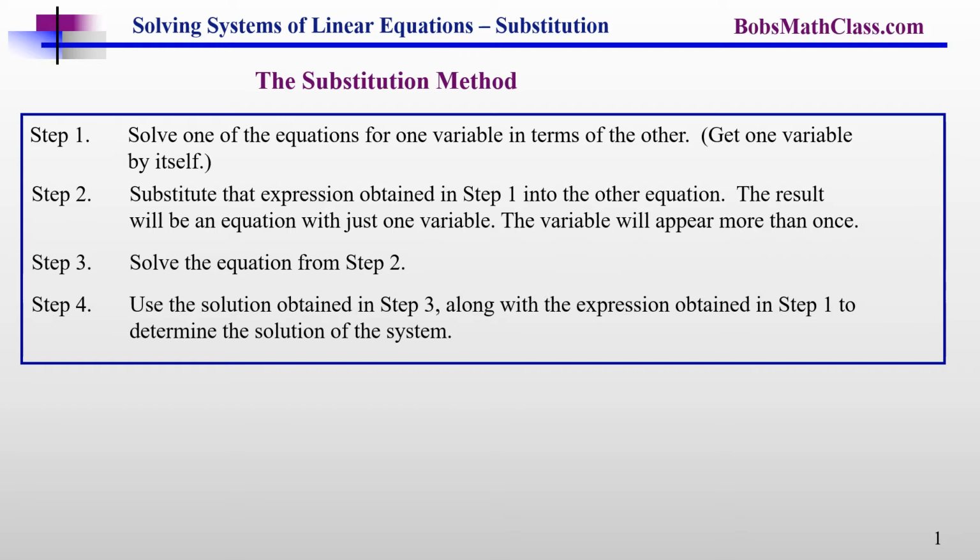Number one, solve one of the equations for one variable in terms of the other. What does that mean? That means get one variable by itself. Try to get either x by itself or y by itself, assuming that we're using x and y.